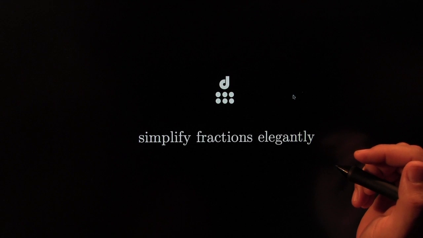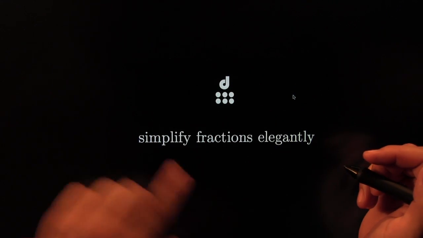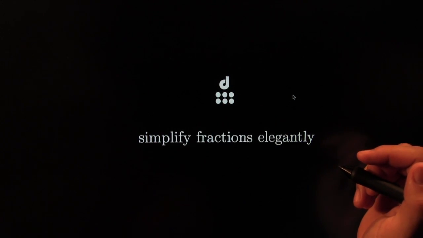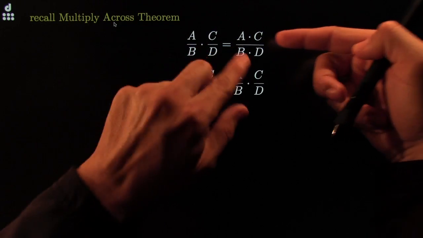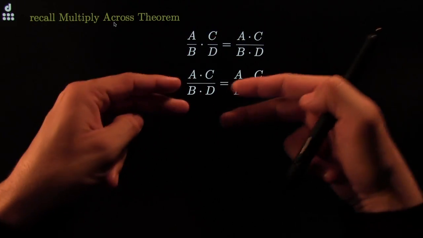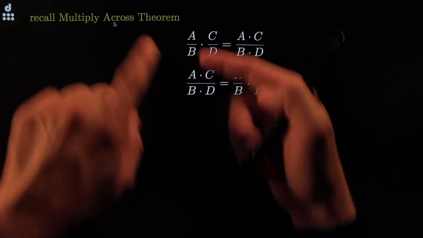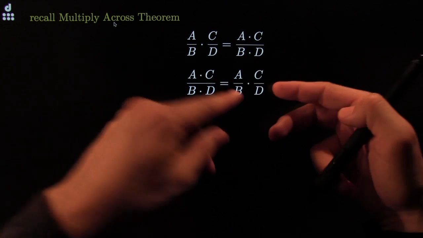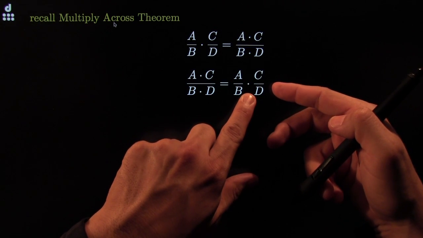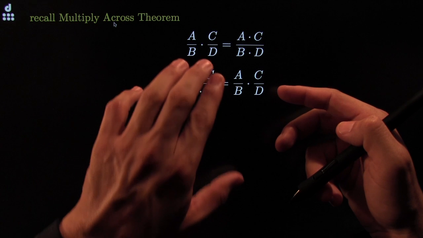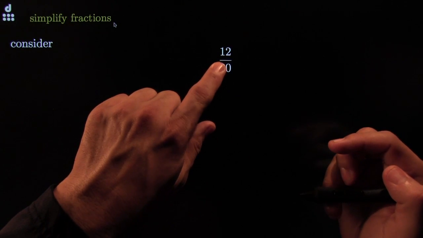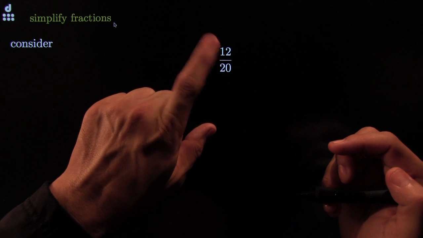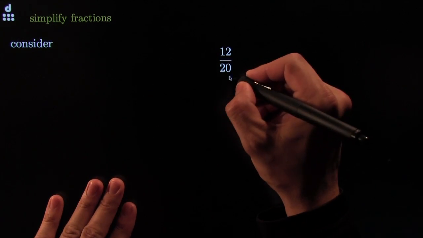So here's how we can use prime factorizations to simplify fractions elegantly. If you recall, the multiply across theorem says that if you have two fractions, the way we multiply is we just glue them across the top and across the bottom. But if you read it from right to left, it says that if they were already glued, you can unglue them and unmultiply them across. This is the key, along with the prime pieces, to factoring or simplifying fractions. Look at this example.